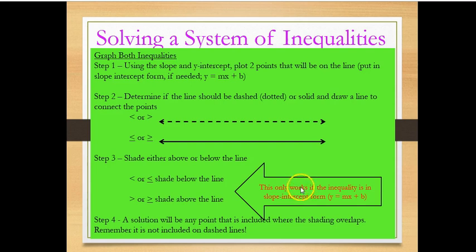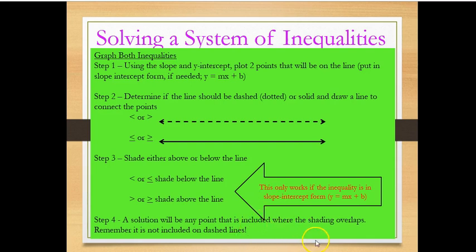Step 1: using the slope and y-intercept, plot 2 points that will be on the line. Put in slope-intercept form first if needed. Step 2: determine if the line should be dashed or solid, and draw a line to connect the points. Step 3 is to shade either above or below the line. And then step 4, a solution will be any point that is included where the shading overlaps.